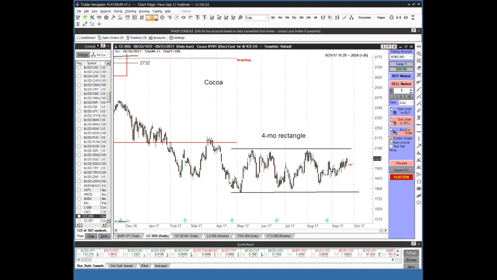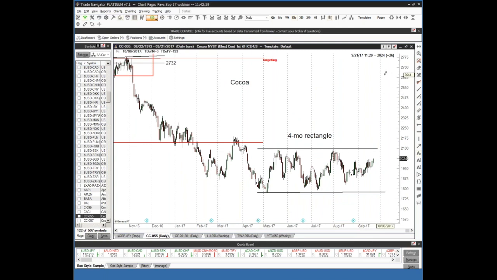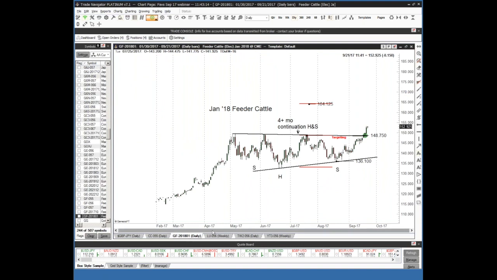Here's another pattern I'm looking at, which is a 4-month rectangle in cocoa. This is a continuation chart, but it's pretty much the same chart when you look at the individual contract months. But there's a trading range that I'm looking at to become resolved in order to take a position. This is feeder cattle, a trade that I became involved in just this week.